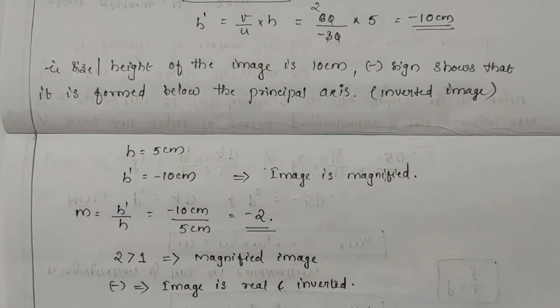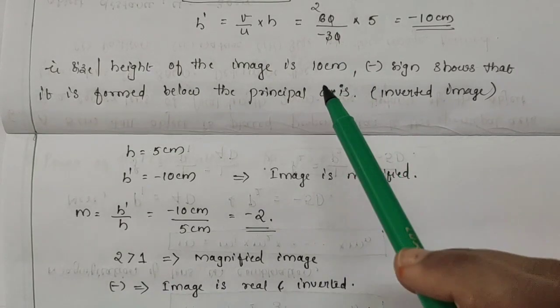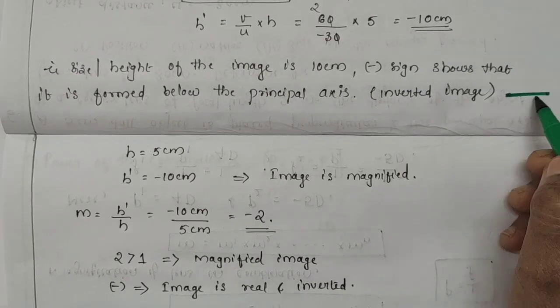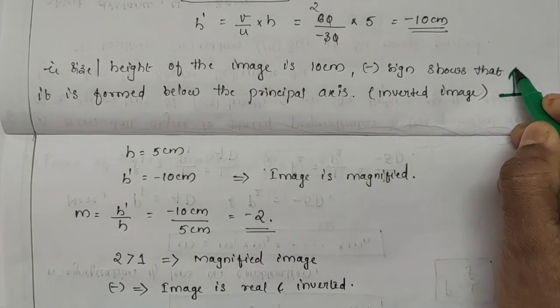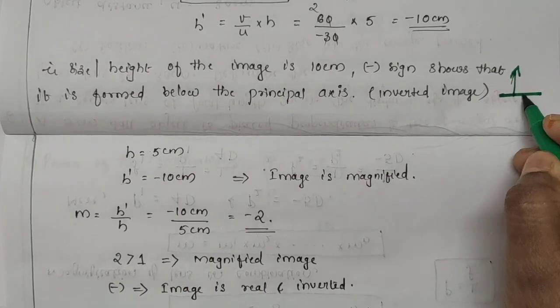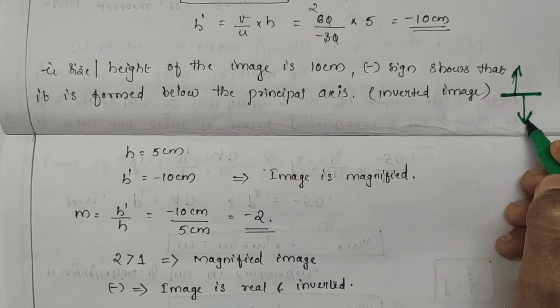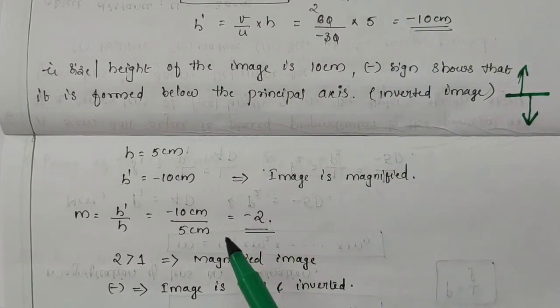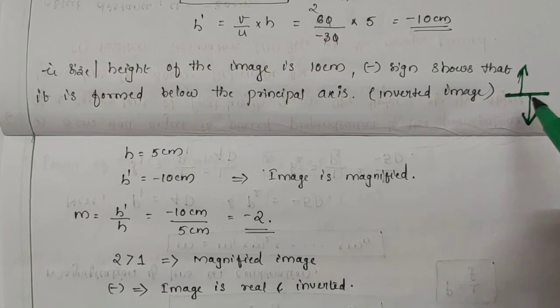That is, the size or height of the image is 10 centimeter, and this negative sign shows that the image is formed below the principal axis. If the image is formed above the principal axis, that height would be taken as positive. If the image is formed below the principal axis, that height would be taken as negative. So here h dash is negative, which means the image is formed below the principal axis. That is, the image is an inverted image.